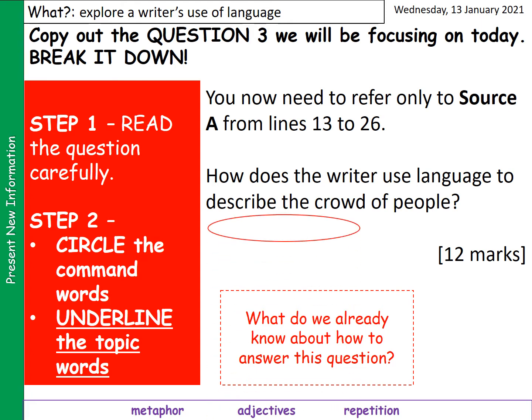Okay, and then your command words. Your command words are how does the writer, so you're thinking about how the writer gets this message across, how it describes. So you're looking specifically at methods such as language devices or specific word types. And then your topic words are use language to describe, and then the crowd of people.